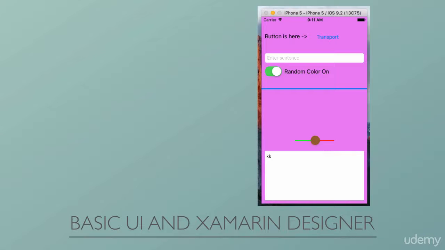Hello and welcome to this section on the basic UI elements and Xamarin Designer. As you can see from the image on screen, we've got a fair few things to go through, and all of these are standard iOS controls. We're going to look at toggle switches, which are the green switches that currently say random color on. We'll look at sliders. We're going to implement a slider that allows us to dynamically change the size of text inside of a text view.